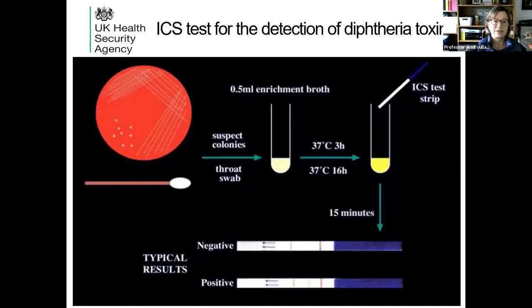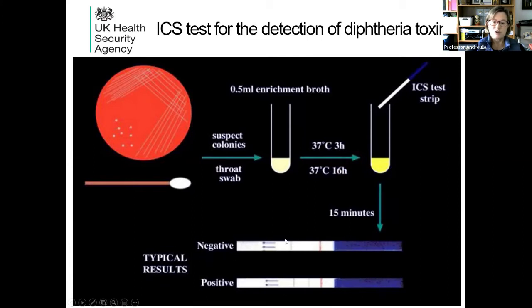This is the test itself. It can either be performed directly from a plate culture or from a swab. So suspect colonies or the throat swab itself is placed into an enrichment broth, incubated anything from 3 to 16 hours, and then an ICS test strip is placed into the sample. And after 15 minutes incubation, you have these typical results.